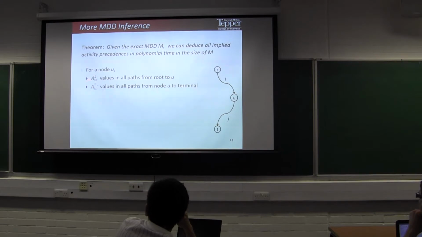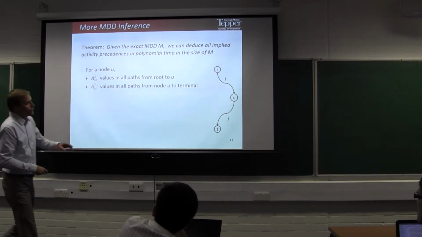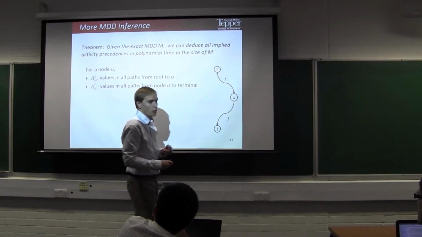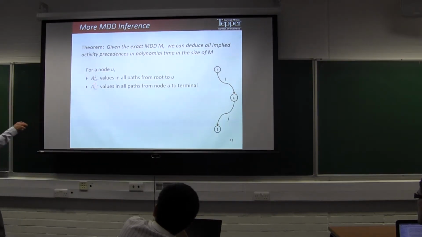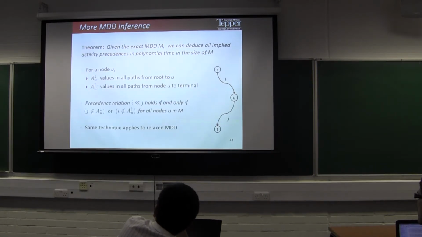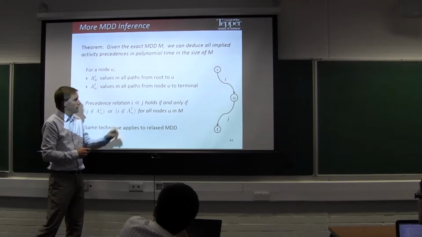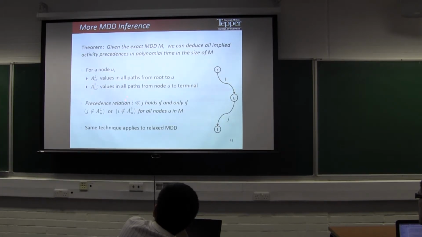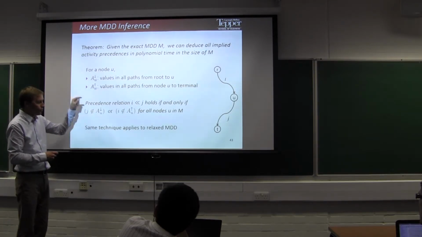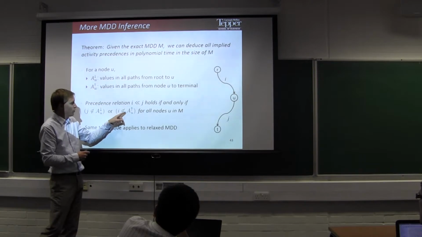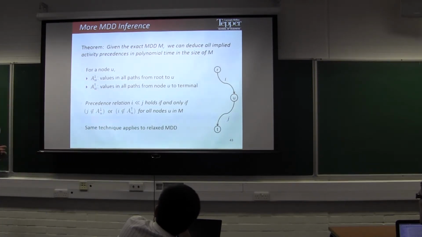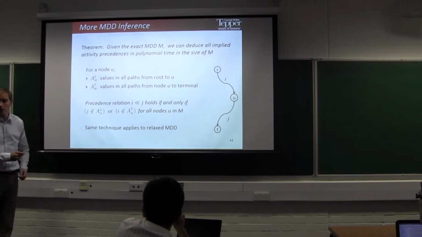For this particular proof, which I show you in a constructive way, because you get the algorithm to get the precedences, I use again the all-states, the all-label states for the all-different constraints. So for every node u, I have the labels that occur on all paths from the top, this is A_u^down, and all paths from the bottom. So I separate them in 2 parts. What I will use is that the precedence constraint holds if this condition is true. i comes before j if and only if j does not appear in all paths from the top, or i does not appear in all paths from the bottom. And this must hold for all nodes u in the MDD.